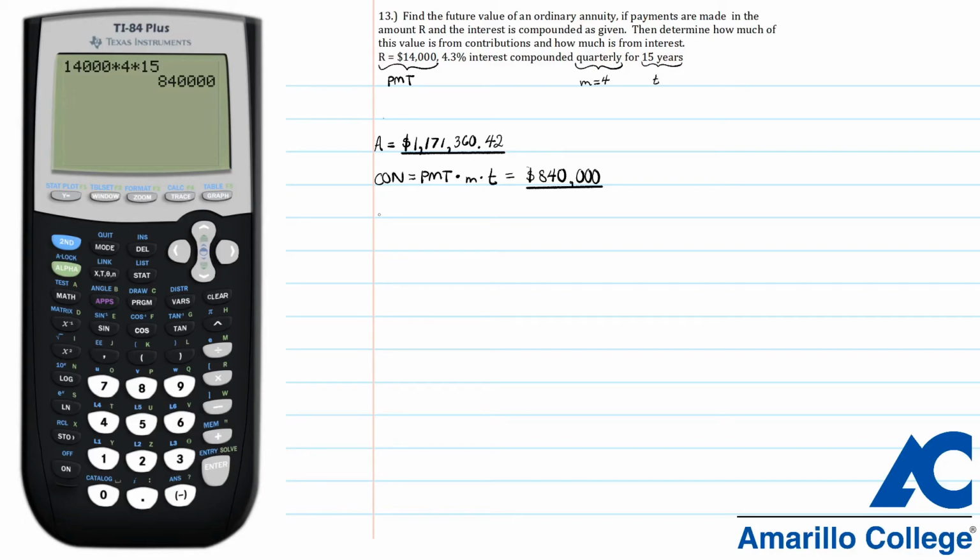For our final answer, the amount of interest we made, we would want to take our starting answer, that is our future value of $1 million or so, and subtract our own contributions. This difference is necessarily how much the bank gave to us. So type all that in, minus 840,000, enter, and my calculator gave me the answer $331,360.42.